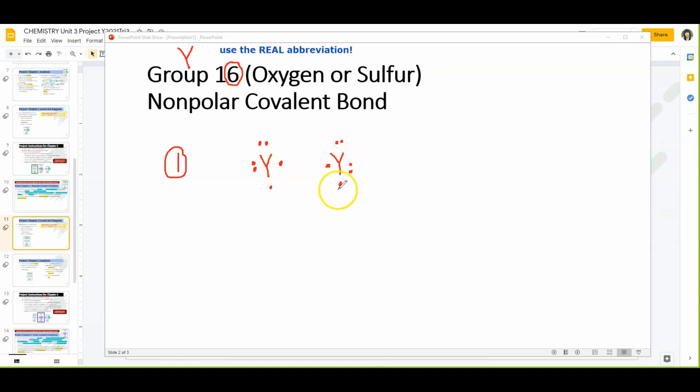You'll notice that I kept the unpaired electrons in the center. If you didn't, that's okay. You can still do the matching. It looks a little bit nicer if you leave the unpaired ones in the middle. So again, your drawing should look identical, except for instead of the letter Y, you should either have O and O or S and S, depending on which element you chose. Let's go ahead and actually match these up.